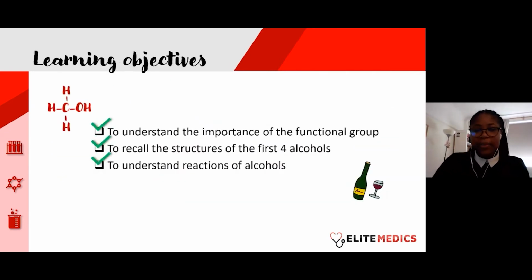Okay, brilliant. So we've already achieved our first 3 learning objectives of the day. We understand the importance of a functional group, which is what's going to determine the chemical properties of the compounds in the homologous series. We looked at the first 4 alcohols: methanol, ethanol, propanol, and butanol. And we looked at the reactions they take part in, such as combustion and reacting with sodium.